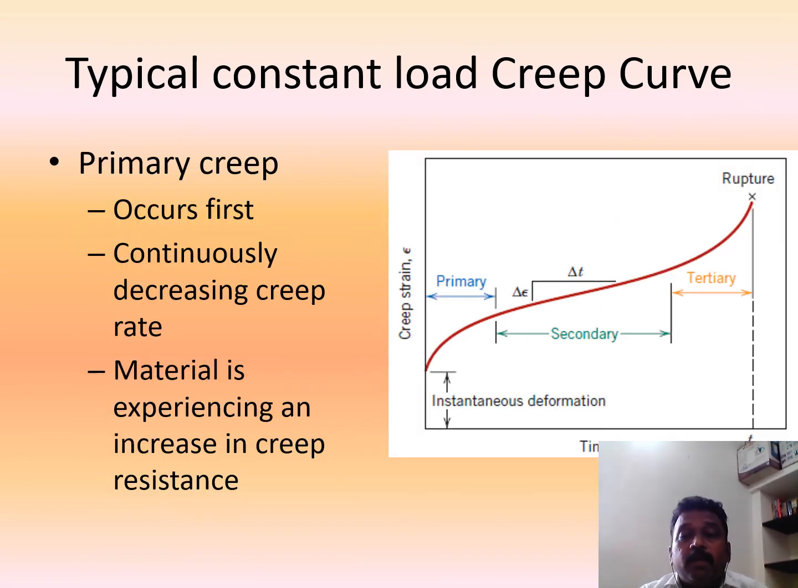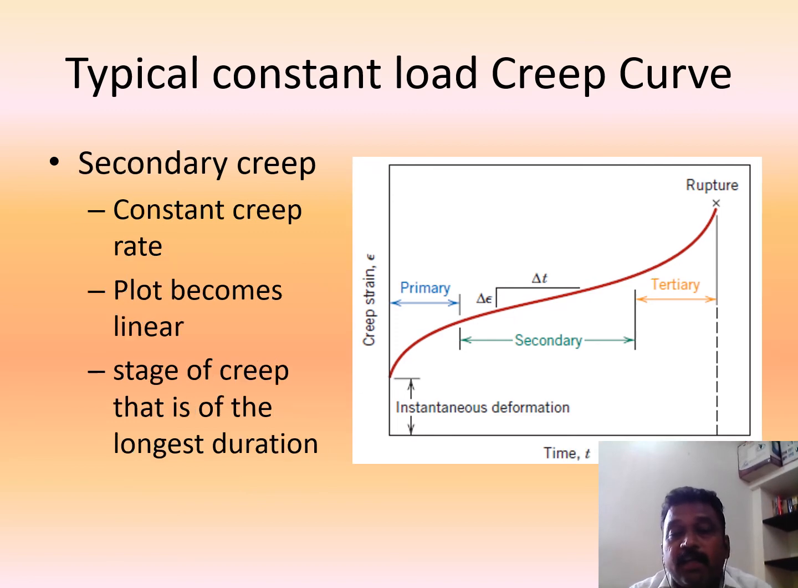So this is the primary creep. It occurs first, and it has a constantly decreasing creep rate. You can see here, the creep rate is constantly decreasing. Whereas the time is increasing here and the creep strain is increasing here, the creep rate is decreasing per unit time. The material is experiencing an increase in creep resistance. This is called primary creep.